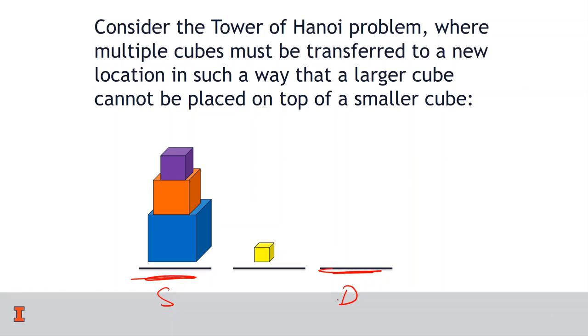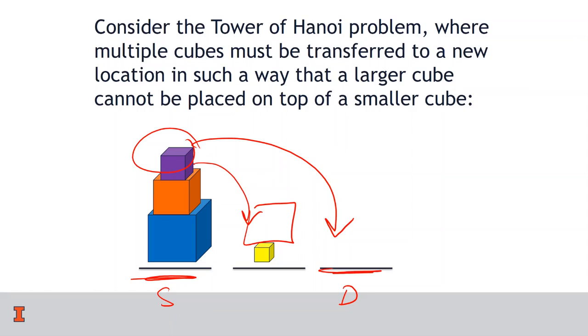Next thing we might want to do is to take this purple cube and move it all the way to our destination. The idea here being that we can't put it on top of this yellow cube, because that would put a larger cube on top of a smaller cube, something that's against the rules of this game.